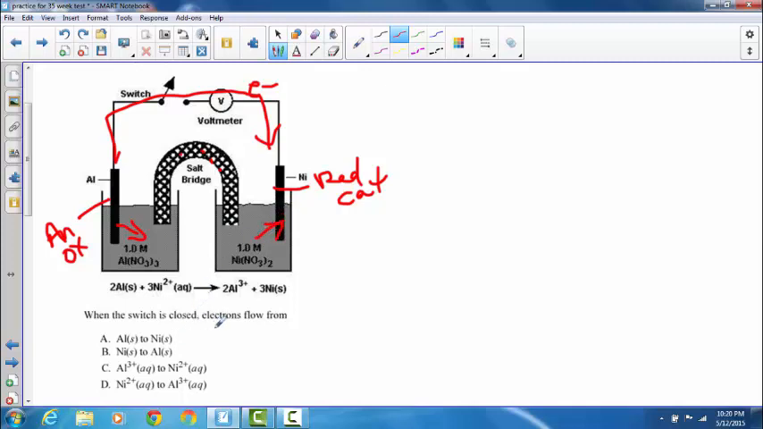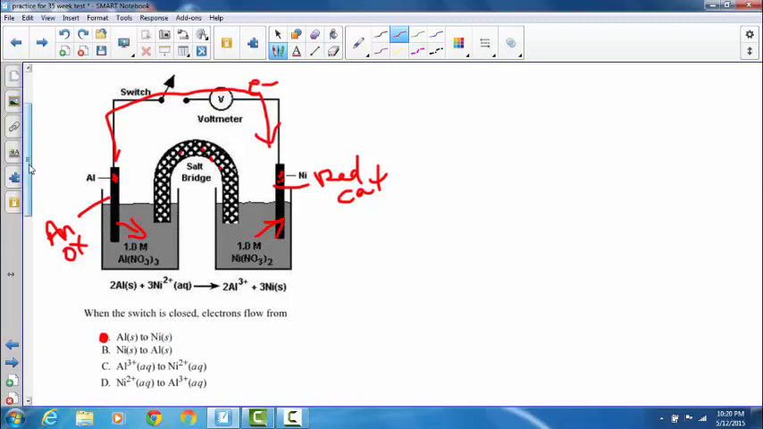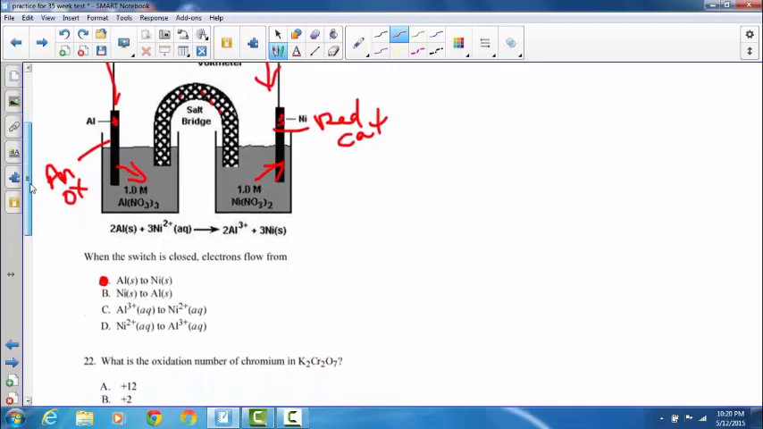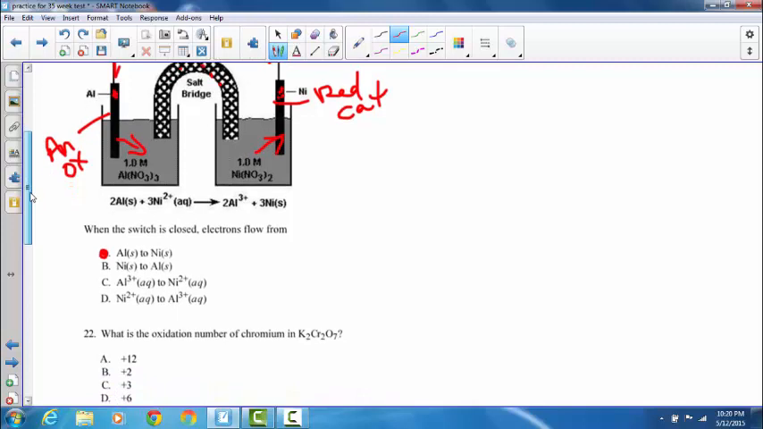So when the switch is closed, electrons flow from. So they are going from this Al electrode over here to the Ni electrode. I cannot choose the solution because the electrons go through the wire. So I have to choose that they are going from the Al to the Ni, solid to solid. It's really important that you choose the solids and not the ions because electrons traveling through a wire are not in a solution.